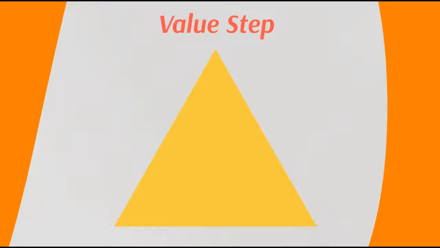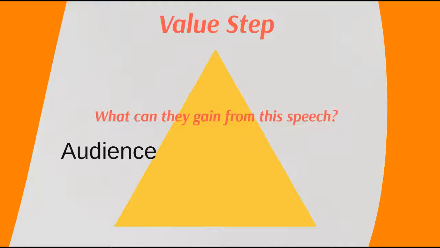Another thing you're going to need to establish is the value step. So keep in mind when you're thinking of your topic and your speech itself, we have to go back to the rhetorical situation or the rhetorical triangle. The audience is always at the center of decisions you make when you're creating an effective speech. So the value step essentially answers the question of what can they gain from the speech. Sometimes other people will refer to the value step as the reason to listen, right?